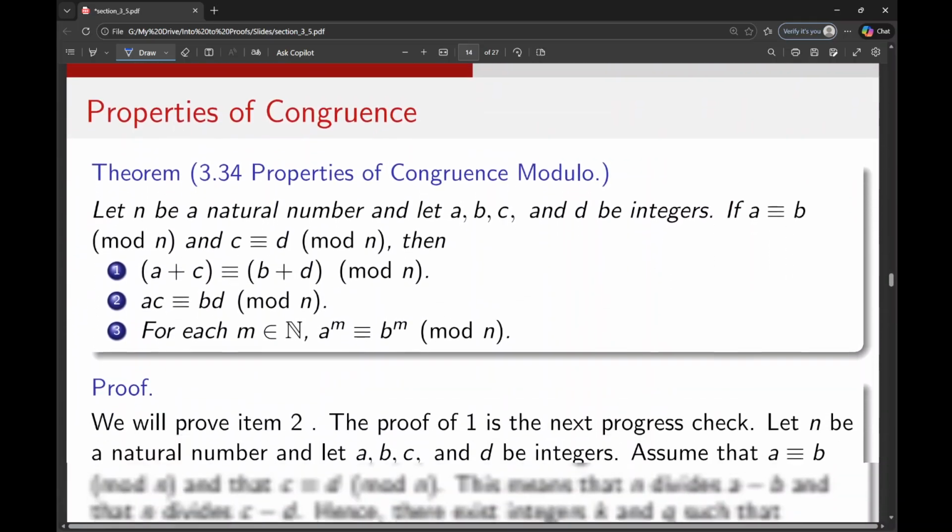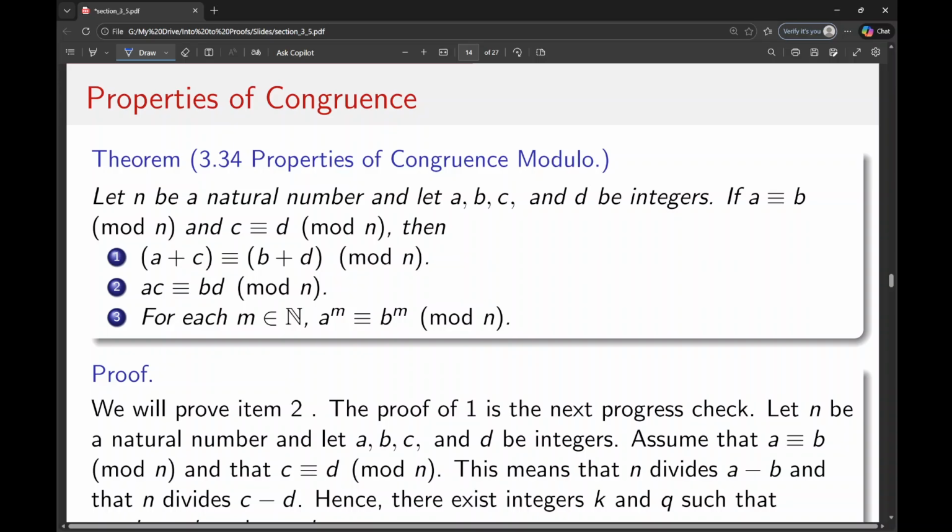Okay. So, properties of congruence. Theorem 334 gives us 3 properties of congruence, in ways that it acts a little bit like an equal sign, right? So let n be a natural number, and a, b, c, and d be integers. If a is congruent to b mod n and c is congruent to d mod n, then a plus c is congruent to b plus d, and ac is congruent to bd, and for each m, a to the m is congruent to b to the m. Okay?